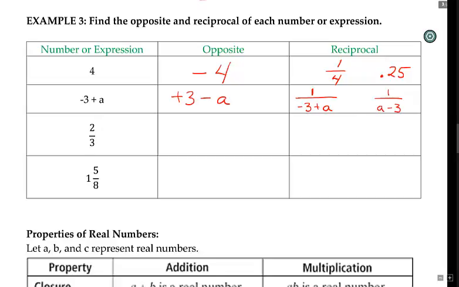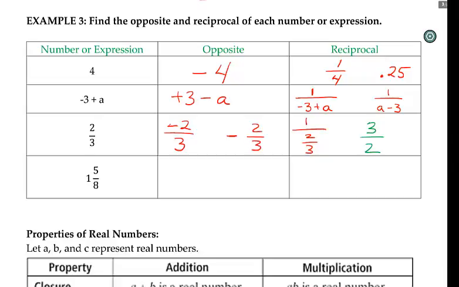The opposite of 2/3 can be written as two different ways. You can say -2 divided by 3, or you can say the opposite of 2/3 with the negative out front. Please notice that a negative should never go in the denominator. The reciprocal of 2/3 would be 1 divided by 2/3. However, I never want you to write a reciprocal as a complex fraction. Instead, remember that dividing by a fraction is the same as multiplying by the reciprocal, so we could write this as 3/2.